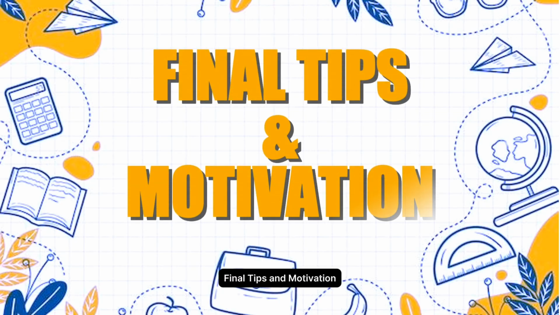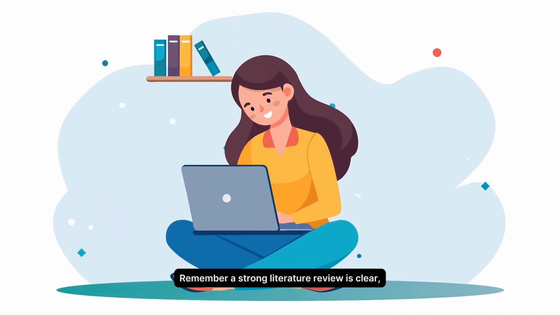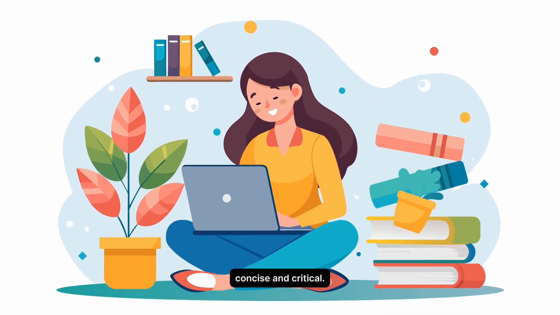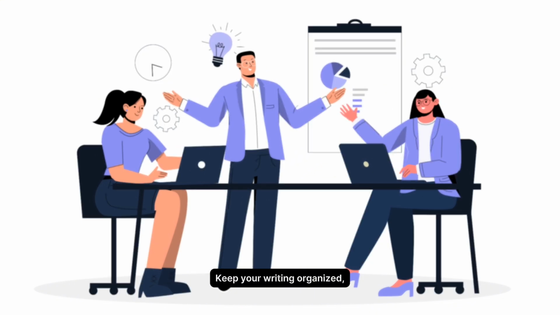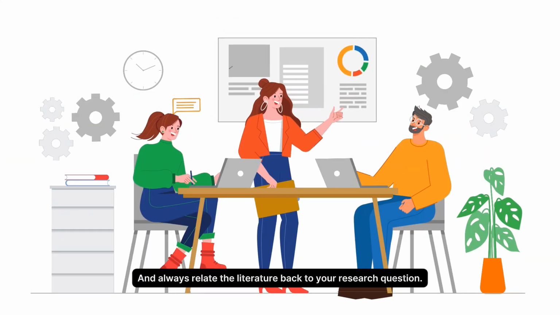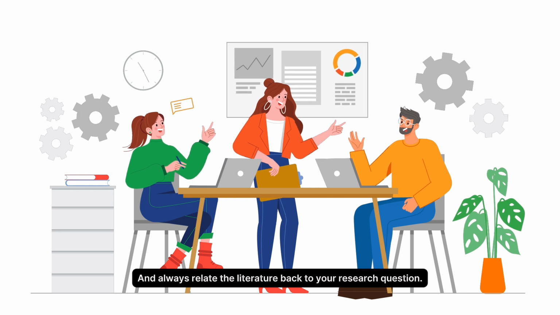Final tips and motivation. Remember, a strong literature review is clear, concise, and critical. Don't just describe studies, evaluate them. Keep your writing organized and always relate the literature back to your research question.